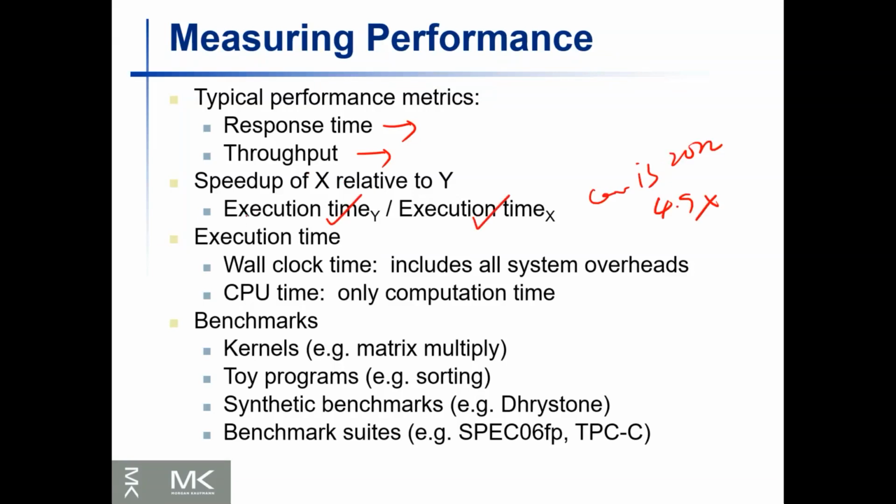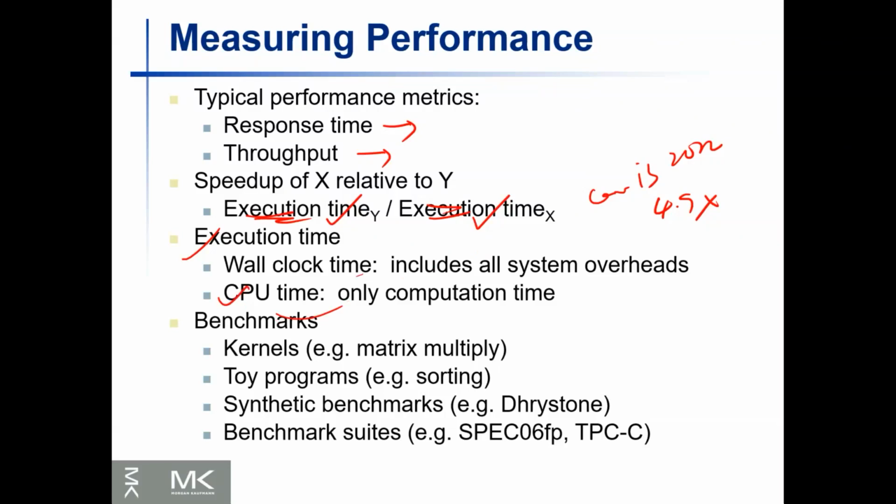Now, if you look at execution time, how do you measure it? There are two ways of measuring execution time. The first one is how long does a CPU take to process the information? We call that CPU time. Just consider the CPU. Forget about RAM, forget about IO, forget about memory access, just how much time the CPU takes. We call that CPU time.